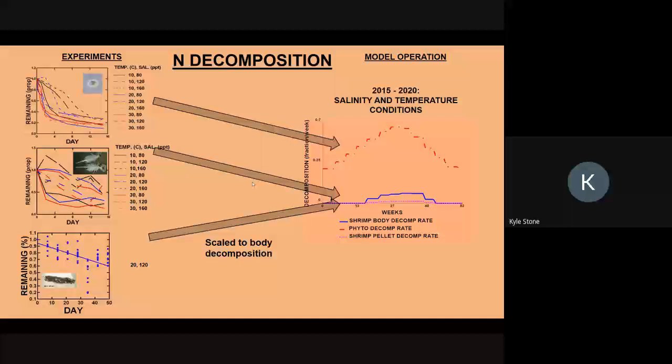And the fecal pellets at an even slower rate per week. That's put in there by scaling it to the temperature and salinity responses for the body. I just took the 20 degrees centigrade, 120 ppT salinity, which we have for the bodies as well, and then scaled it up and down relative to how the plants were decomposing. So that tells us what we would expect to see on a weekly basis with decomposition.